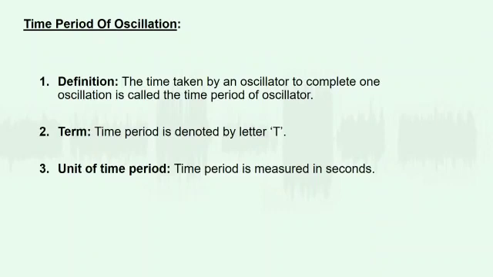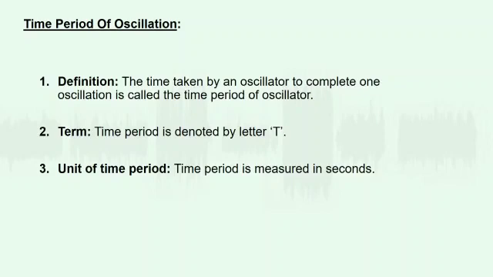Let's know about time period of oscillation. The time for one oscillation is called a period. It is measured in seconds. The time taken by an oscillator to complete one oscillation is called the time period of the oscillator. Time period is denoted by the letter T. Time period is measured in seconds.